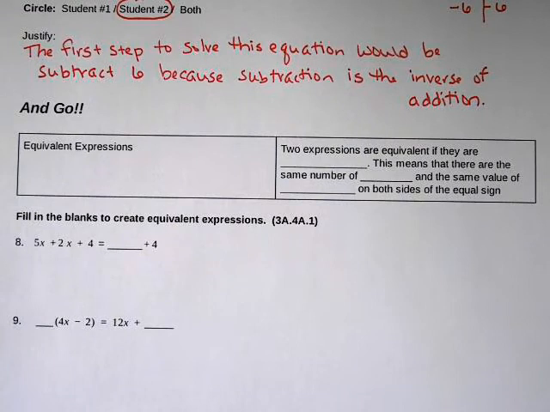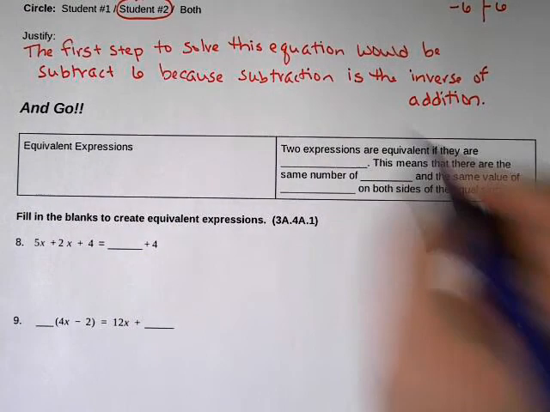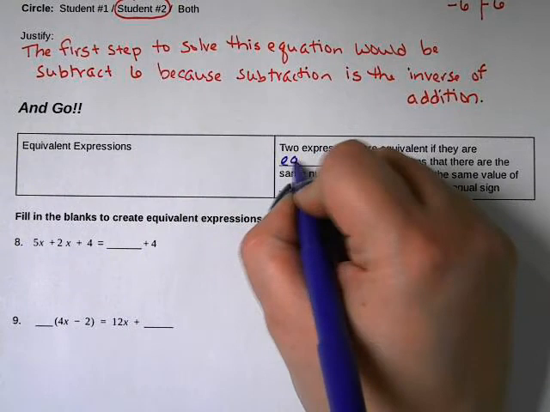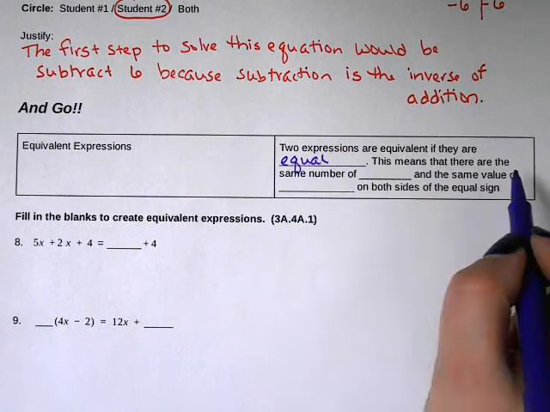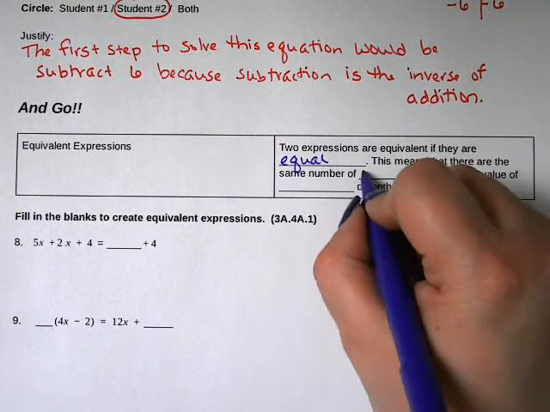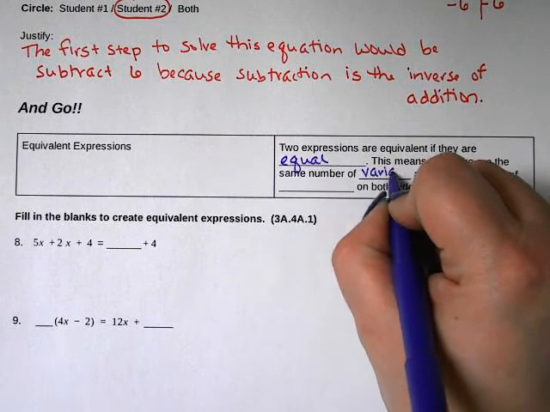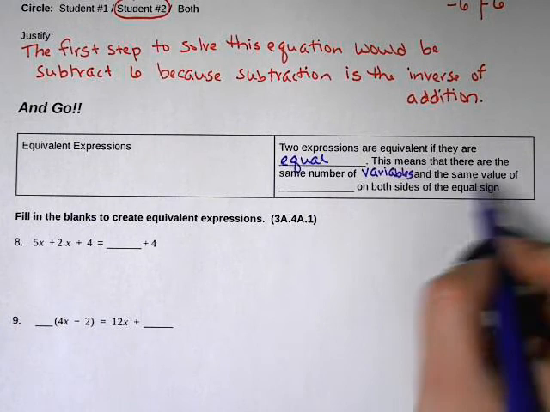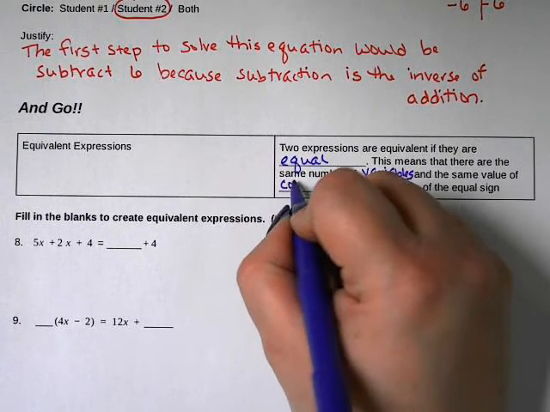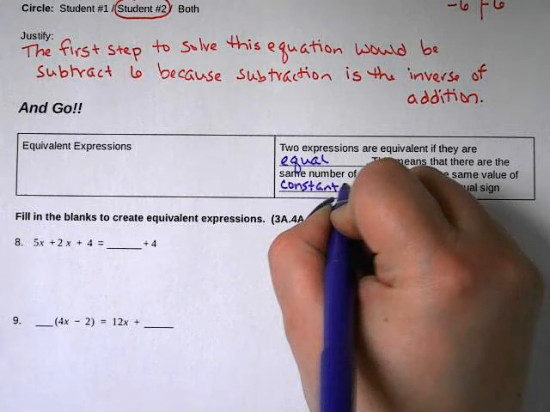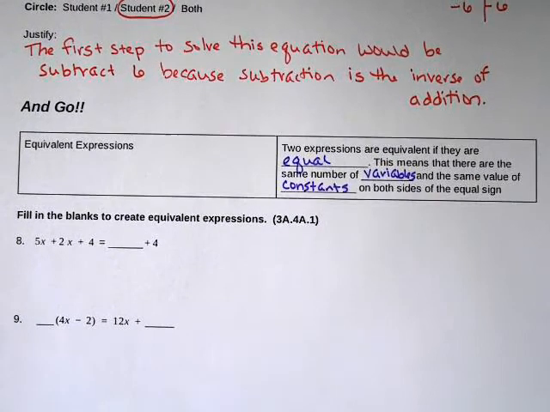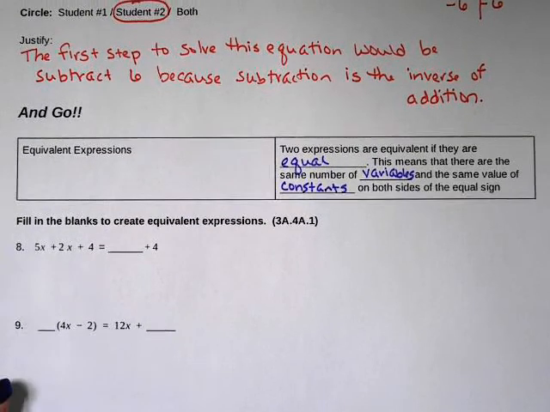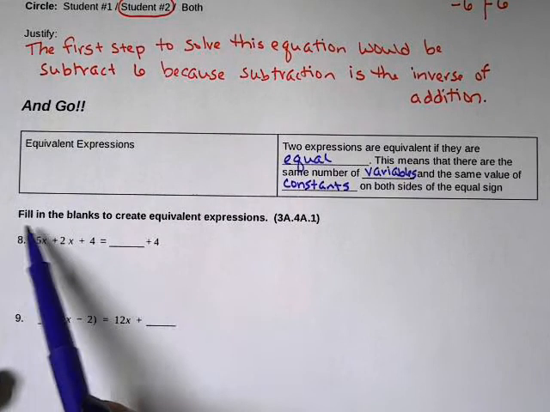So now we've got equivalent expressions, which we've talked about before. Two expressions are equivalent if they are equal. This means that there are the same number of variables and the same value of constants on both sides of the equal sign, which really just means we want them to be equal to each other.